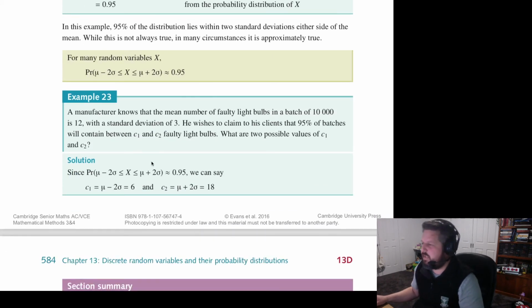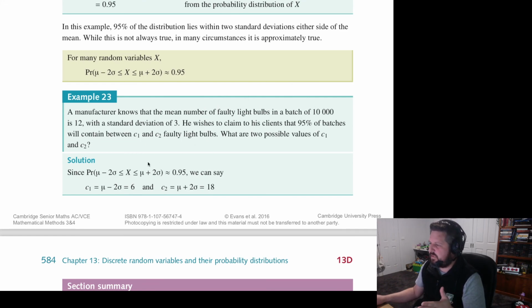Alright, last example. It says here, a manufacturer knows that the mean number of faulty light bulbs in a batch of 10,000 is 12. So that's the mean. And there is a standard deviation of 3. It says he wishes to claim to his clients that 95% of the batches will contain between C1 and C2 faulty light bulbs. He wants to know what those values of C1 and C2 will be. So again, the probability is going to lie between 2 standard deviations, because as we said before, 95% is 2 standard deviations either side of that mean.